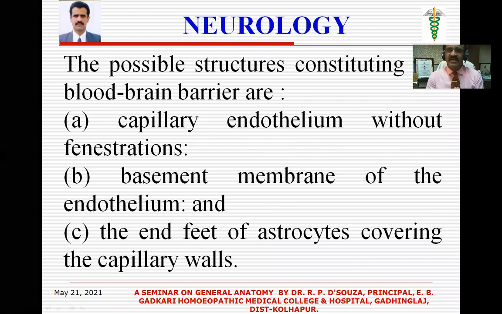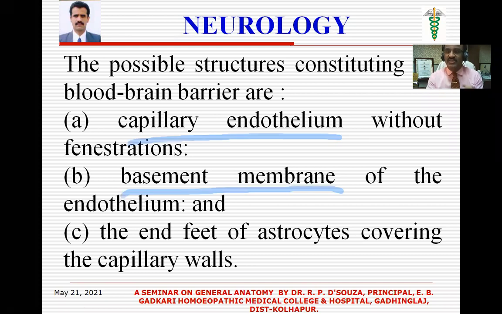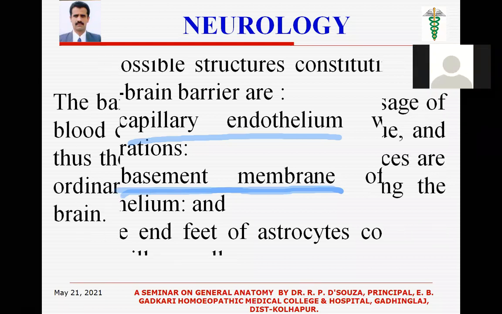Now what does this blood-brain barrier consist of? The possible structures constituting the blood-brain barrier are the capillary endothelium without fenestrations, then the basement membrane of the endothelium. Okay, you have to write this because a short note can be asked. And the end feet of astrocytes covering the capillary walls. So these are the things which are present in the blood-brain barrier.